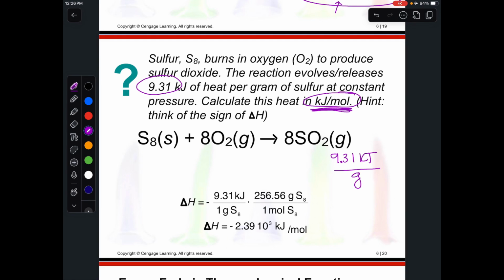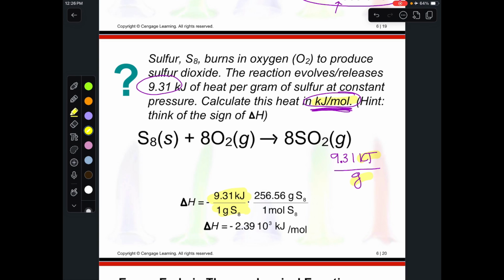So we have to use the units that we're trying to get to as kind of an equation. So right now I'm in kilojoules per gram, and I need to be in kilojoules per mole. So the kilojoules can stay, but I need to get rid of the gram on the bottom and make it become a mole. So that's pretty easy. All I have to do is get rid of grams on the bottom.